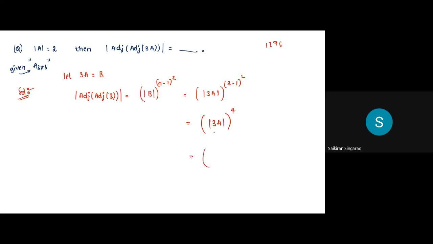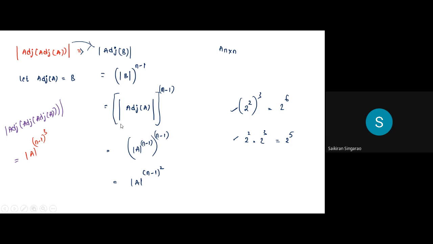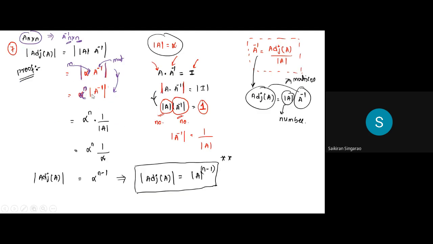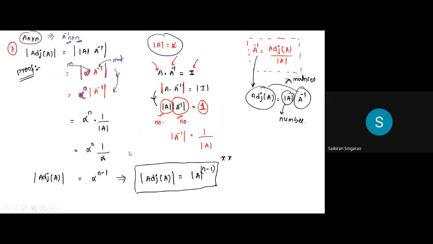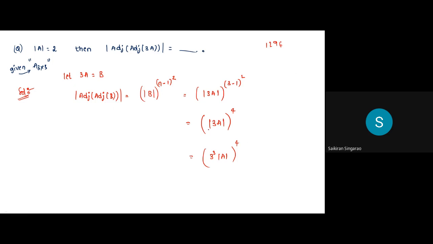Now if this 3 wants to come out from this determinant, what will come here? This power 4, I will take care of it later. But this 3 wants to come out from this determinant, the same property which I applied here. This alpha wants to come out, right? Whenever alpha wants to come out, alpha power n will come. When k wants to come out, k power n will come. Similarly, when this 3 wants to come out, 3 power n. What is n? Order. So 3 power 3 is going to come. Did you understand this?